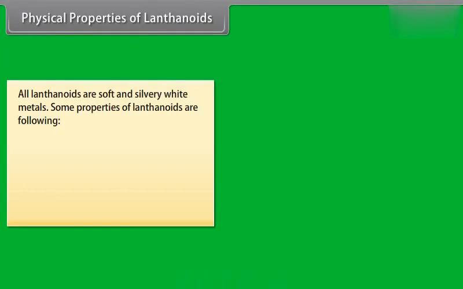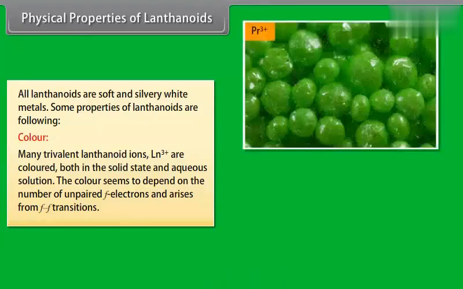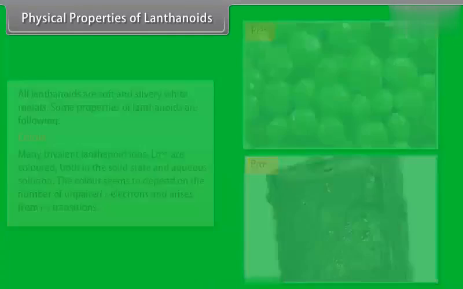Physical properties of lanthanoids. All lanthanoids are soft and silvery white metals. Some properties of lanthanoids are the following. Color. Many trivalent lanthanoid ions, Ln3+, are colored both in the solid state and in aqueous solution. The color seems to depend on the number of unpaired f electrons and arises from f to f transitions. For example, Pr3+ is green and Pm3+ is pink.